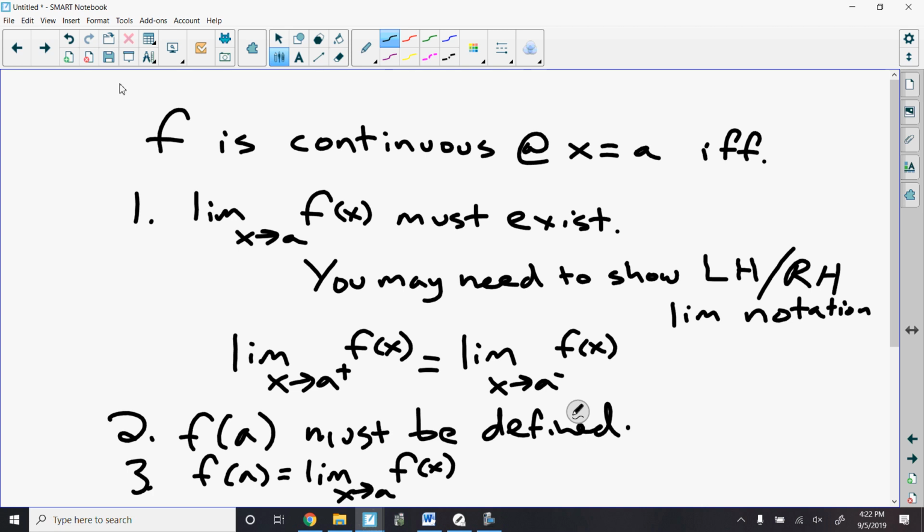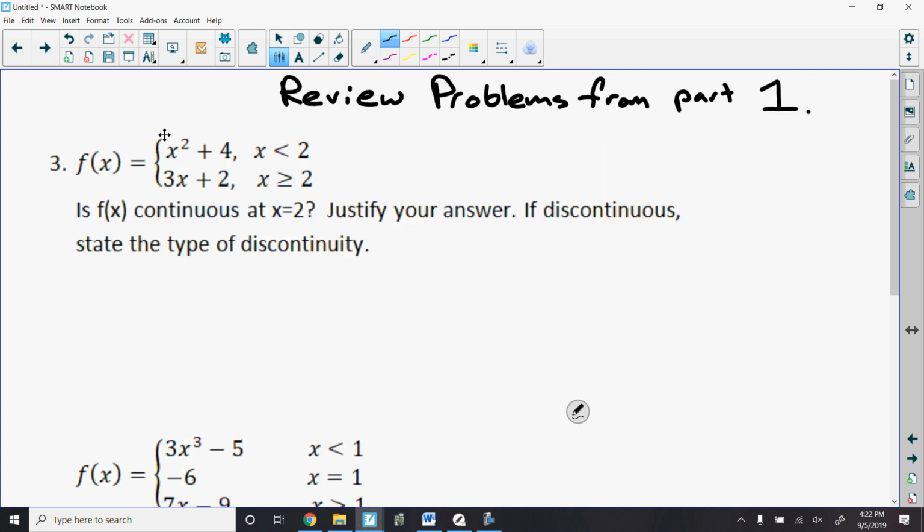So let's apply that knowledge to this question right here. Here we have f of x as a piecewise function. We follow the formula x squared plus 4 whenever x is less than 2. We follow the formula 3x plus 2 whenever x is greater than or equal to 2. So the question is: is f of x continuous at x equals 2? Justify your answer. If discontinuous, state the type of discontinuity.